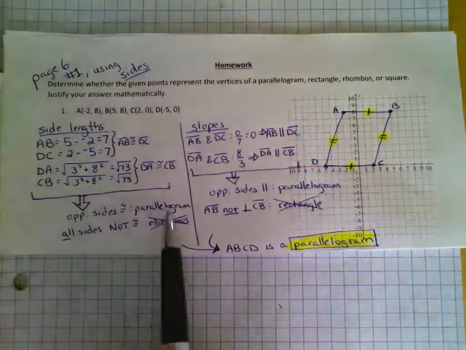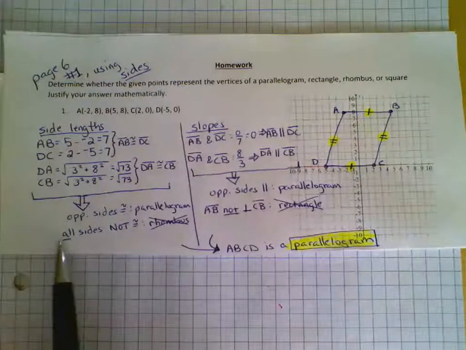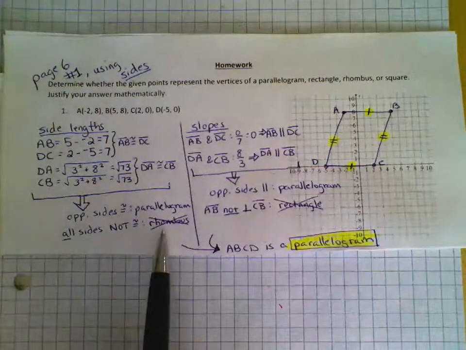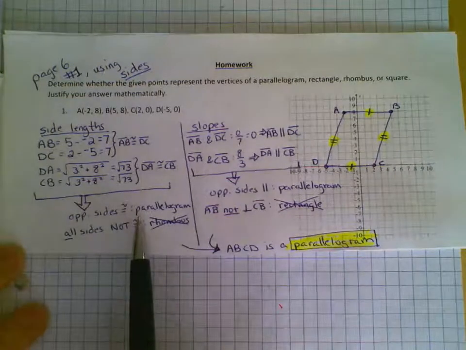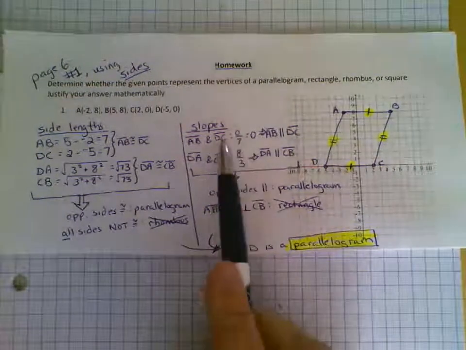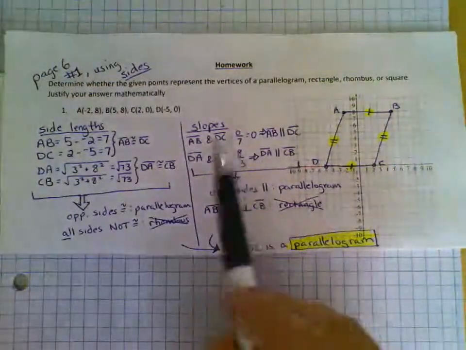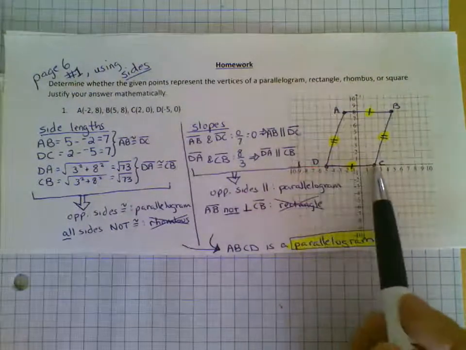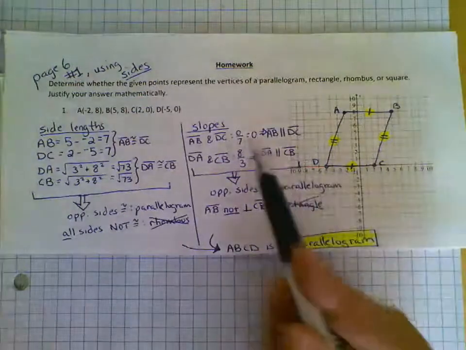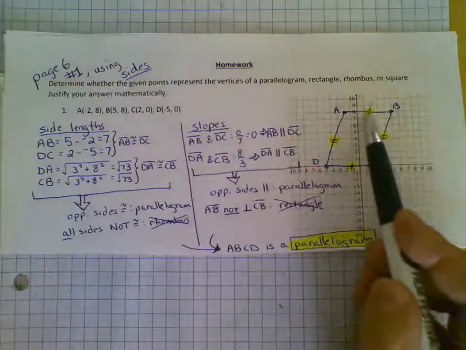So the opposite sides are congruent. It's a parallelogram, but not all the sides are congruent, so it's not a rhombus. So from that alone, we can just tell it's a parallelogram. On the other hand, we can look at the slopes. AB and DC are just horizontal, so their rise over run, their rise is 0. It's not going up at all. 0 over 7, which is just 0. So these two are parallel.